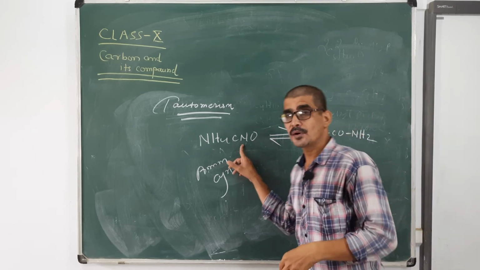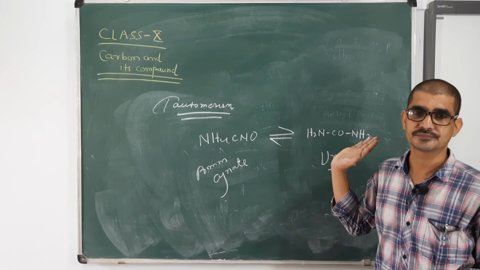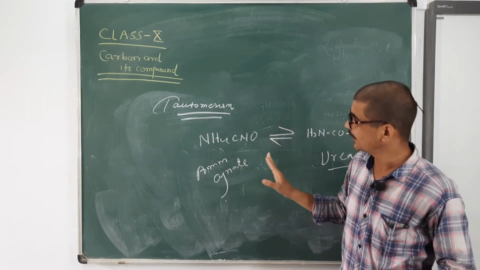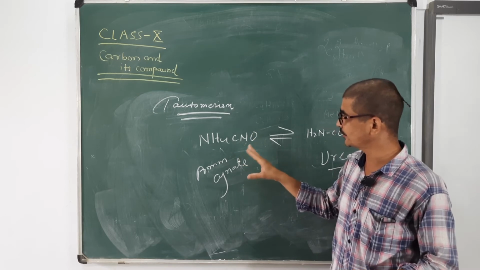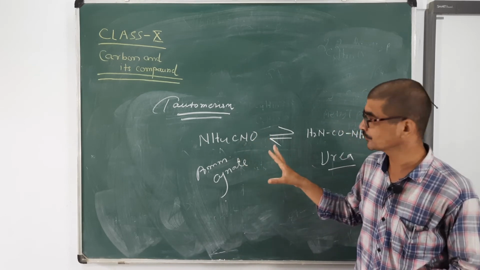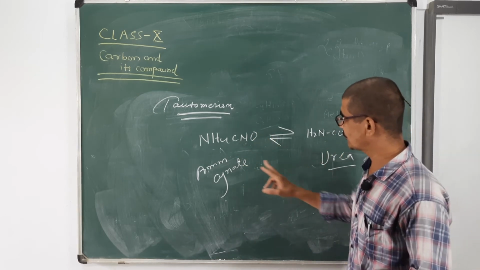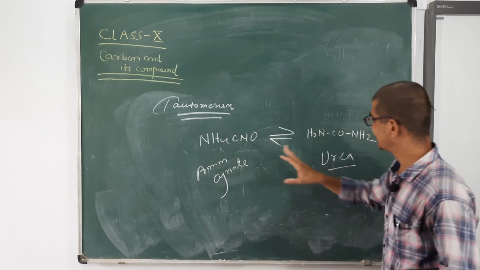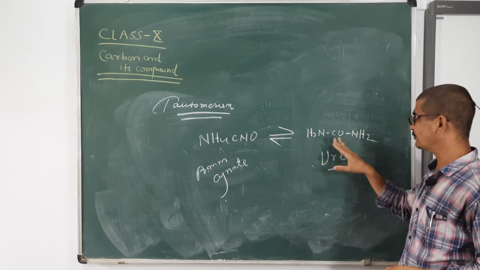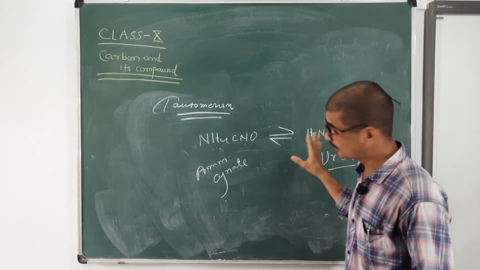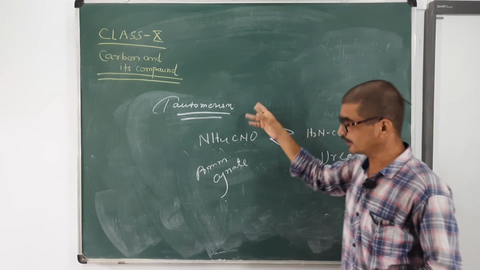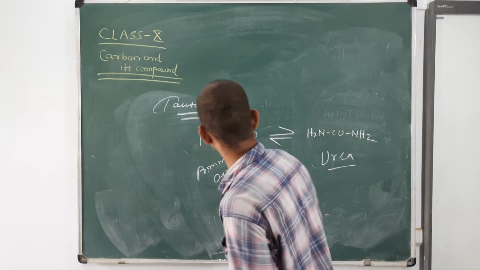So both compounds are tautomers of each other because the arrangement of atoms is different. Having the same molecular formula, the numbers of nitrogen, hydrogen, carbon, oxygen are same. Number of nitrogens are 2, hydrogen 4, carbon 1, oxygen 1. The other is also nitrogen 2, hydrogen 4, carbon 1 and oxygen 1. But the arrangement is different, so this is called tautomerism.